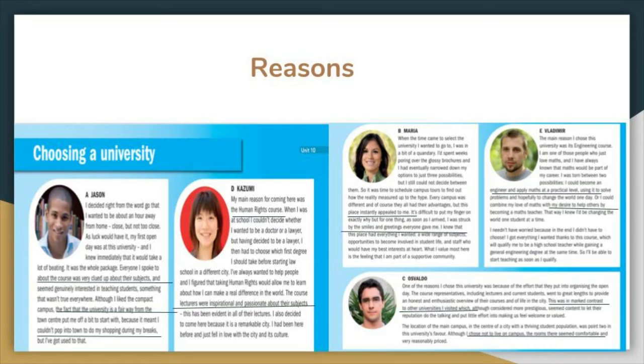And number 8, which is letter A, says the person was very impressed by how knowledgeable the people she met on open day were. That is letter A. And the reason is that everyone I spoke to about the course was very clued up about their subjects. So that was the reason that we underline.